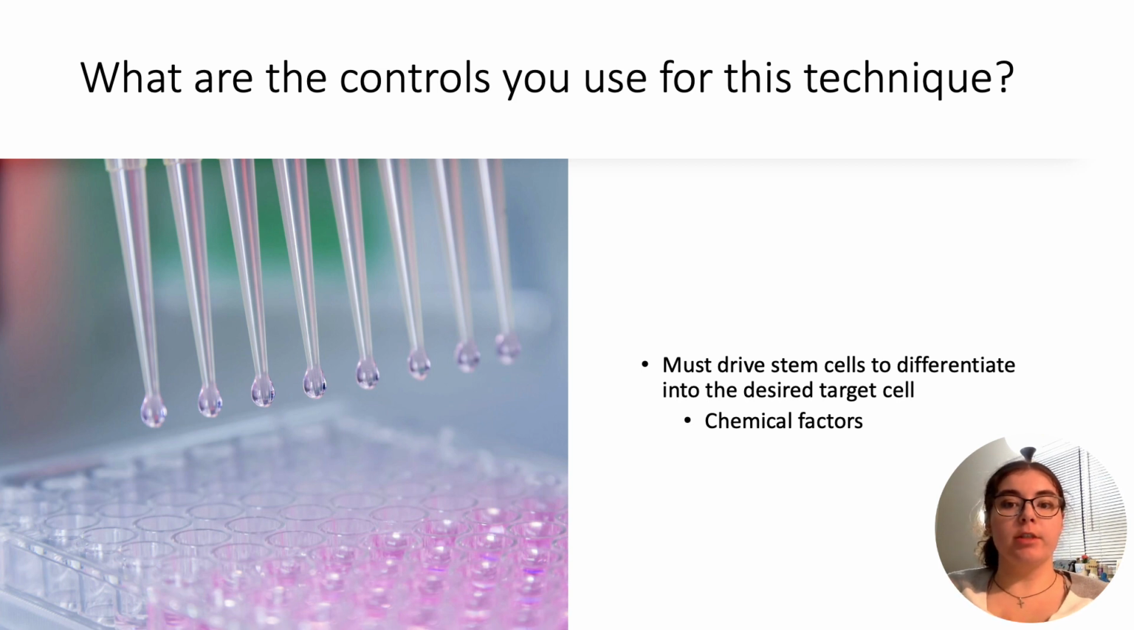Different chemical factors are used to drive or encourage stem cells to differentiate into their desired target cell, but there is no direct control that is utilized during this process, as it is only meant to grow the cells, rather than to create experimental conditions.